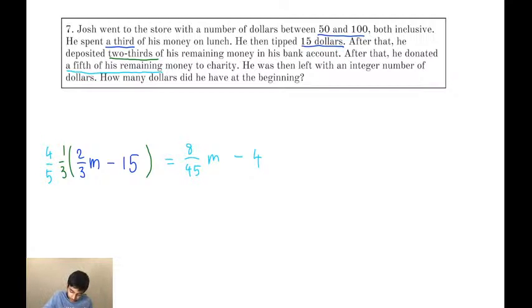And we're given that he's left with an integer number of dollars. So what does that mean? Well, that means that this quantity has to be an integer. So if 8/45 M is an integer, that means M has to be a multiple of 45. And as you can see, the only multiple between 50 and 100 is 45 times 2, which is 90. So that means 90 is the answer.